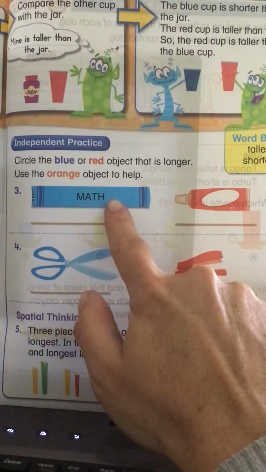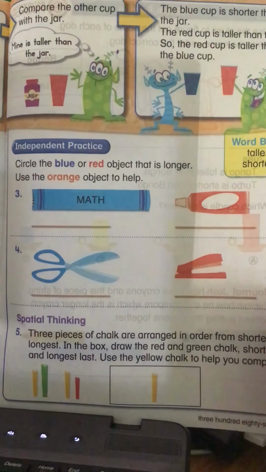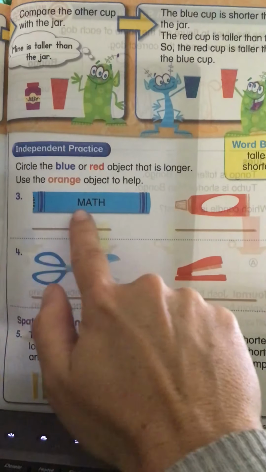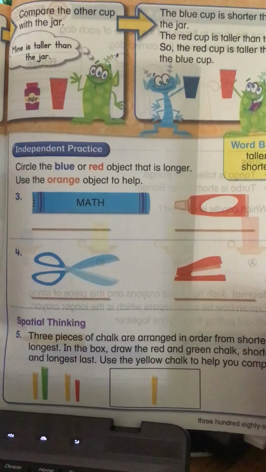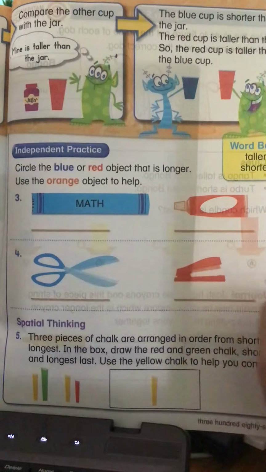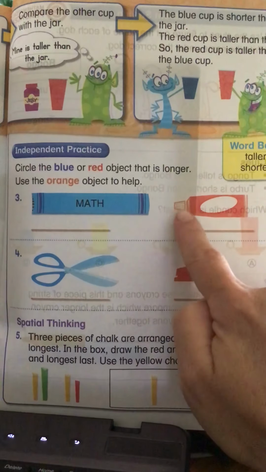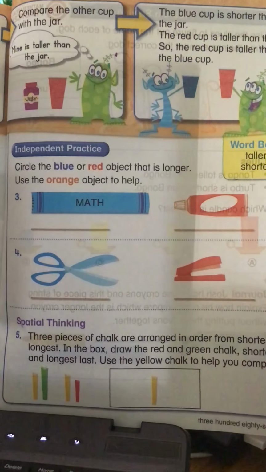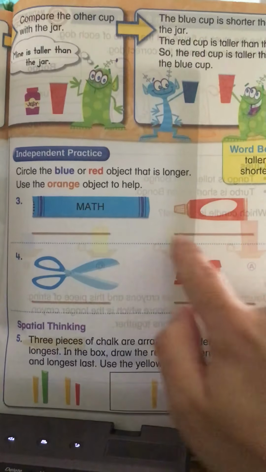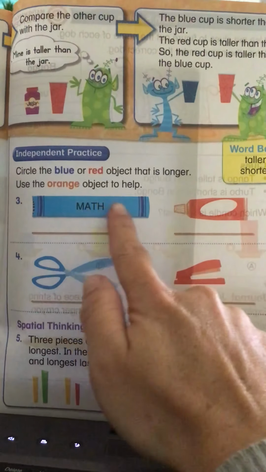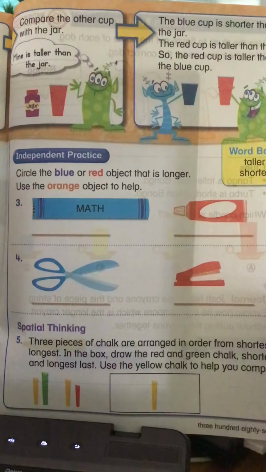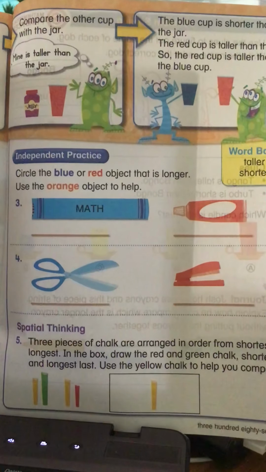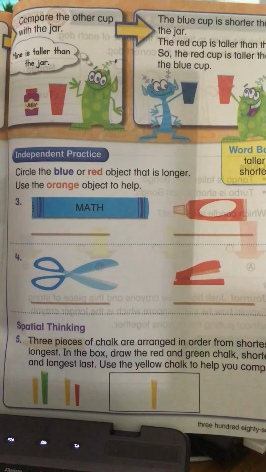So we're going to compare the blue math book and the red tube. Maybe that's toothpaste. When I look at it, the orange and the blue are lined up the same, but I can see that the blue book goes out farther than the orange line, so it is longer. I can see that the tube is lined up the same as the orange, but it goes shorter than that orange line. So when I'm comparing the blue and the red by using the orange, I can tell that the blue is longer and the red is shorter. We're going to circle the blue math book because it is longer.